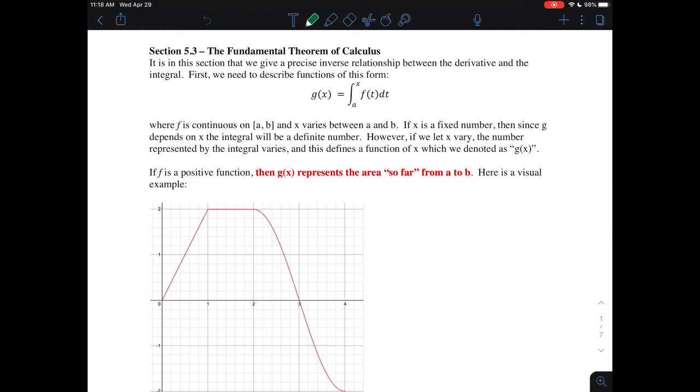Section 5.3, the fundamental theorem of calculus. It is in this section that we give a precise inverse relationship between the derivative and the integral.